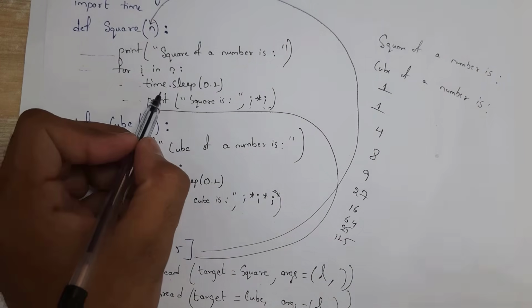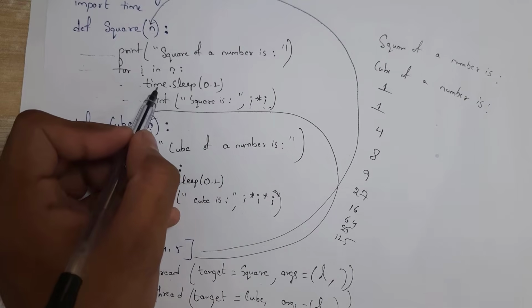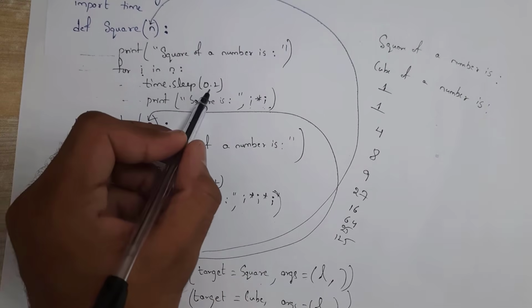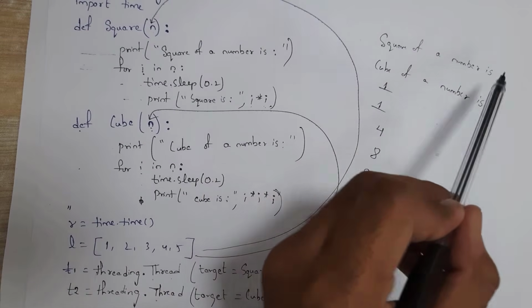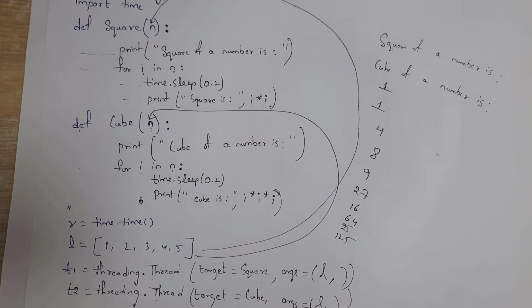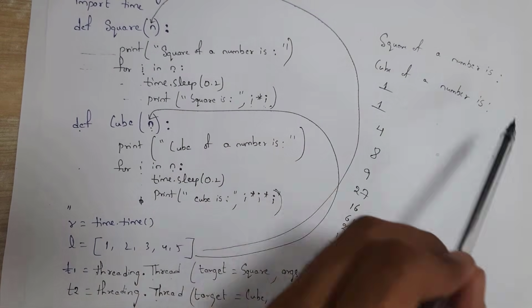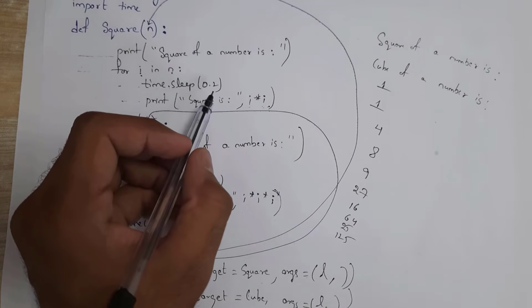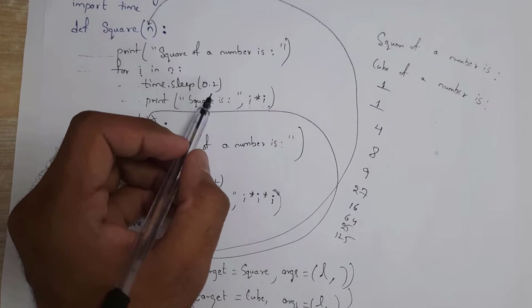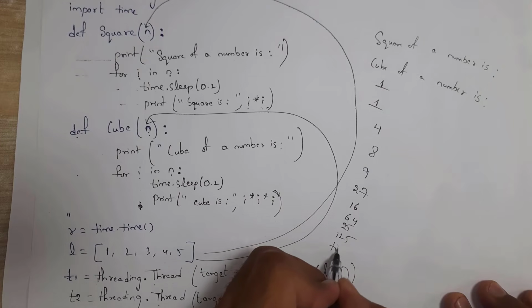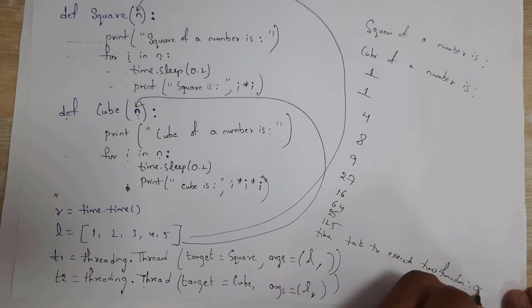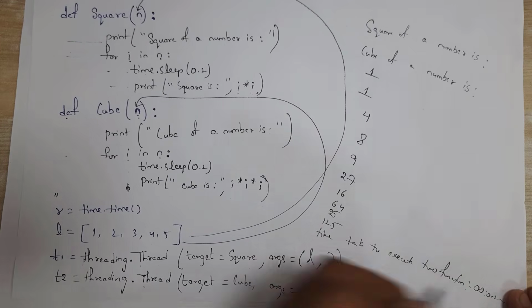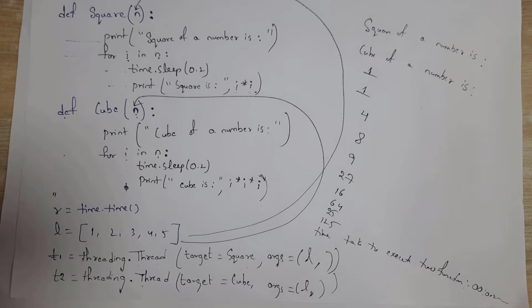This is my output. Guys, inside for loop I written here time dot sleep of 0.2, that is nothing but at first it will execute square of a number is. After 0.2 seconds gap, it will display cube of a number is. So for each line of execution, it will take 0.2 seconds gap. And at last, it will print time taken to execute two functions is, like it will print 0.0012 so on. This is time taken in order to execute two functions.